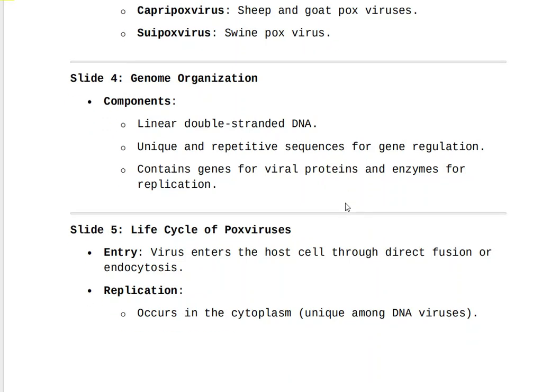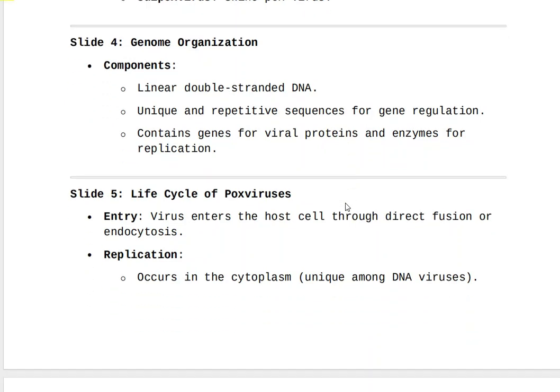So the genome we have mentioned earlier is linear, double-stranded, and they have specific sequences for gene regulation. They also have genes for viral proteins and for enzymes that are needed for replication.